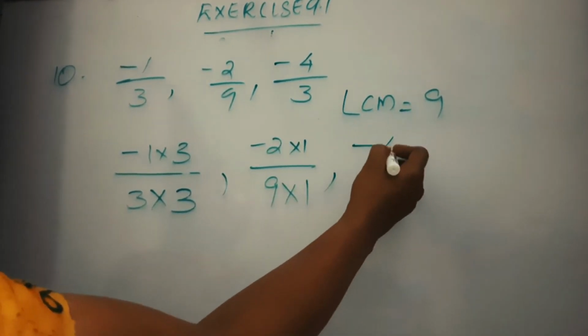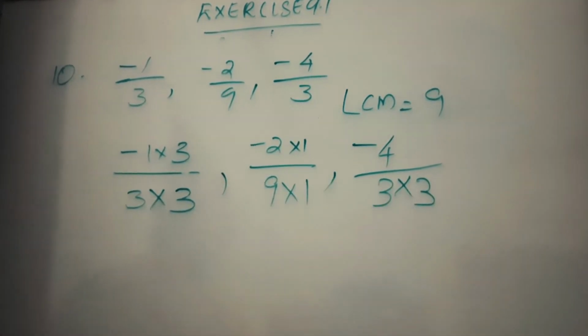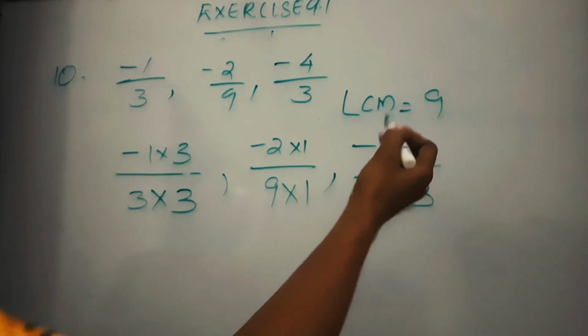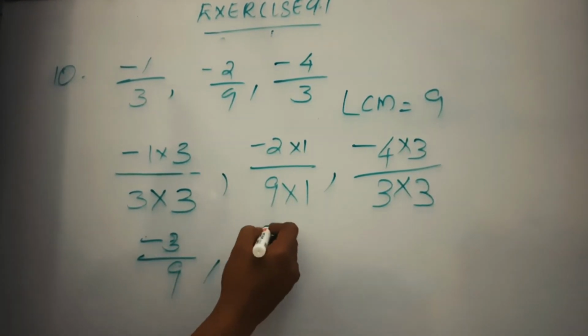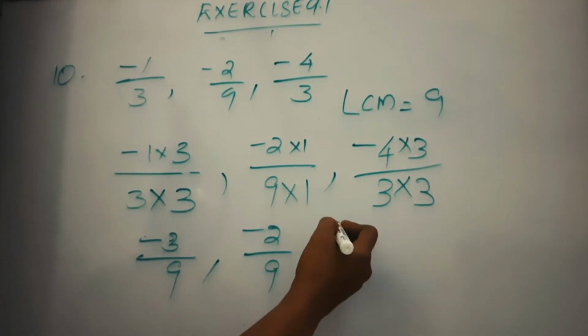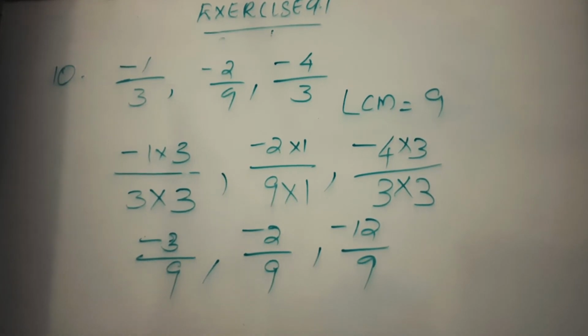And the last one is 4 by 3. Here also to make this 3 into 9 you have to multiply it with a 3. So you get here negative 3 by 9. Next one negative 2 by 9 and next one is negative 12 by 9. Here we can find out which is bigger. Now which is nearest to 0, that is negative 2 by 9. So this is the biggest one and then comes this and then comes negative 12 by 9.